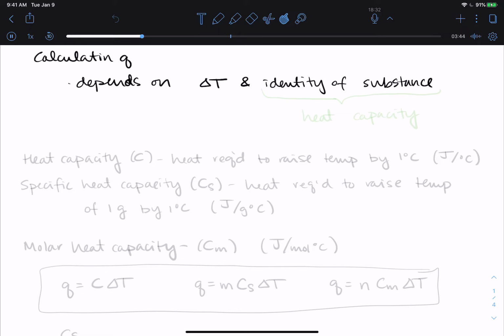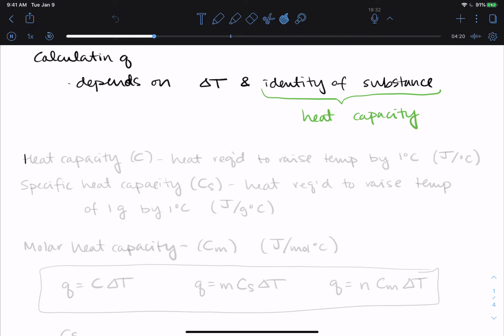So every substance has a different capacity for absorbing heat. We actually just call it the heat capacity. And there are a couple of different forms of heat capacity that we will use. Now, it'll always be a constant. It'll always be related to the specific substance, but there are some small differences in units that will affect the overall equation in which we are using it.